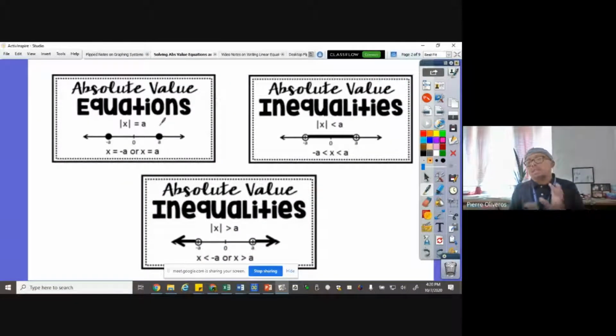So there are three sets here. One is the equation portion, solving absolute value equations wherein they're equal to a constant. And what we just need to do there is set x equal to negative a and set x equal to positive a, or the number, the constant.